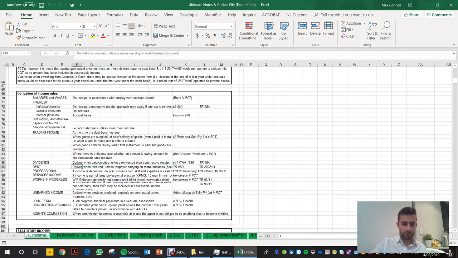Rent is recognized when received, unless they're in the business of renting out properties, for example holiday homes. Then we go back to our first point up here: it's a business, so you need to be on an accruals basis.